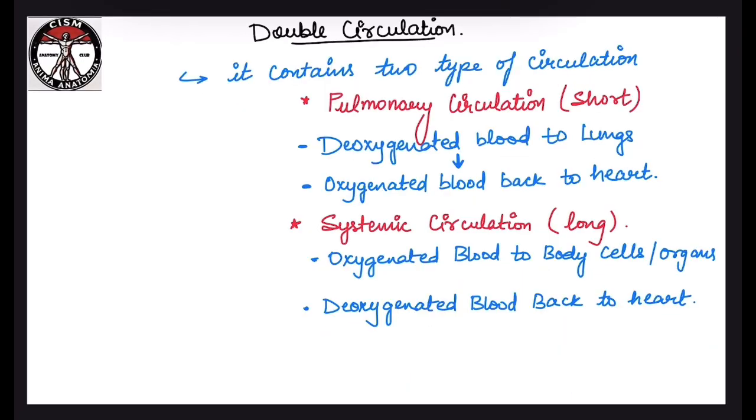So guys, now we will talk about the double circulation. It contains two types of circulation, the pulmonary circulation and the systemic circulation. The function of the pulmonary circulation is the oxygenation of the blood. In this circulation, the blood goes from the heart, which is the deoxygenated blood, to the lungs, where the deoxygenated blood is being oxygenated and then transported back to the heart. Whereas in the systemic circulation, the oxygenated blood is transported to the body cells, organs, and all. And afterwards, the deoxygenated blood is brought back to the heart.